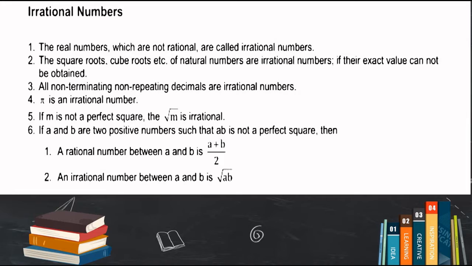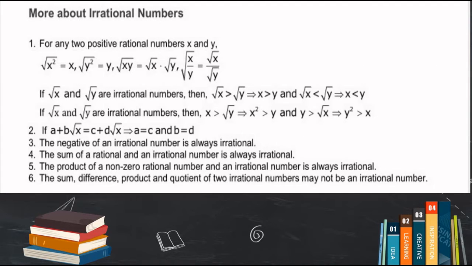The sixth point: if a and b are two positive numbers such that ab is not a perfect square, then 1. A rational number between a and b is (a plus b) by 2. 2. An irrational number between a and b is root of ab. So let's see more points regarding irrational numbers.